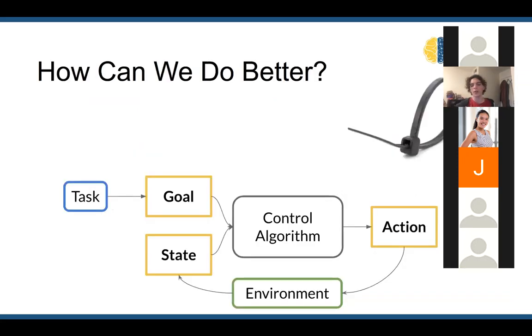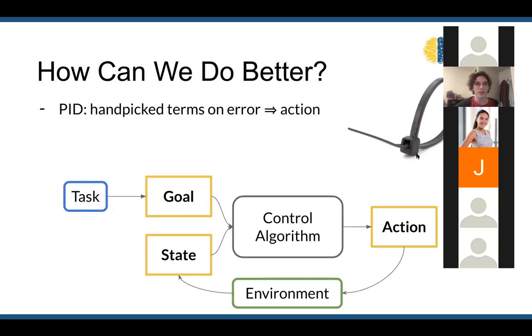So how can we do better? Remember, this is our control loop. What time is it? Okay, I should really speed it up. So with PID, we handpicked some terms on our error, and we got an action from that. But it's sort of like a zip tie. You can throw PID at any problem, and with enough tuning, it'll do okay. But we want to do better. So yeah, PID sometimes fails.